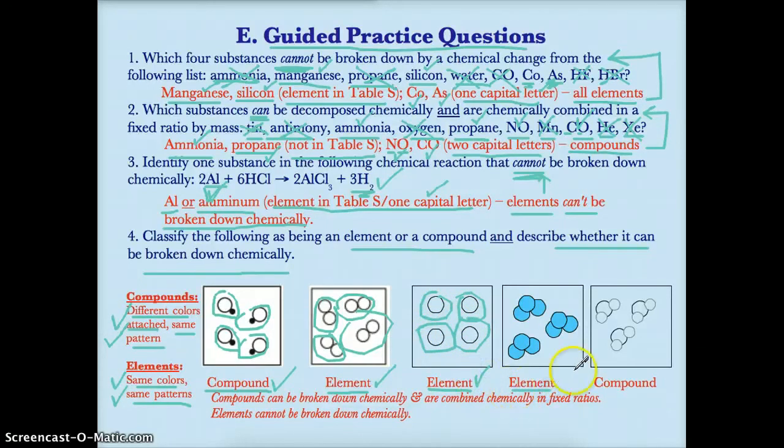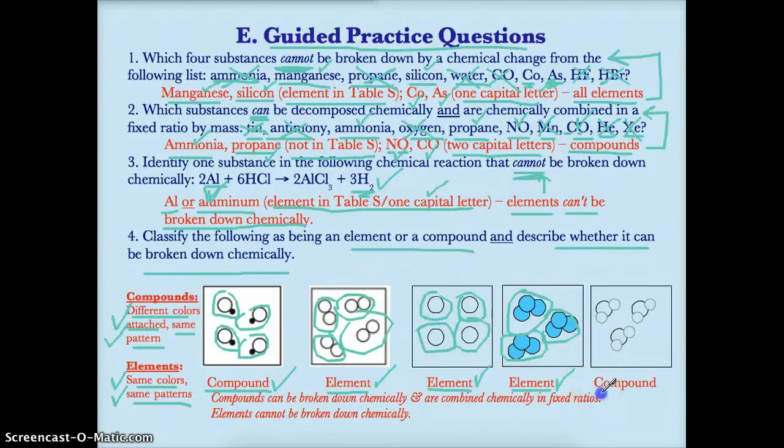In this fourth one, we know it's an element, and let's see why. Let's circle each unit that we see and analyze it. Each unit I circled has the same colors, which are all blues. And each unit also has the same patterns, three blue circles, right? So since we have the same colors, all blue in each unit I circled, and the same patterns, three blue circles in each unit I circled, we know that this is an element.